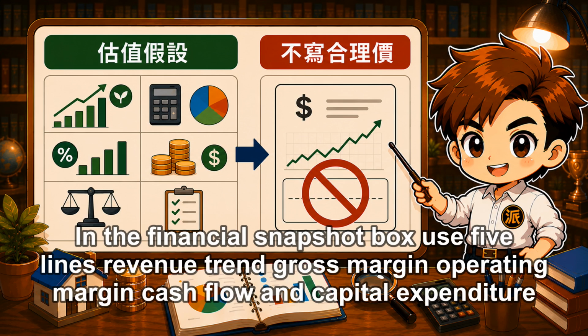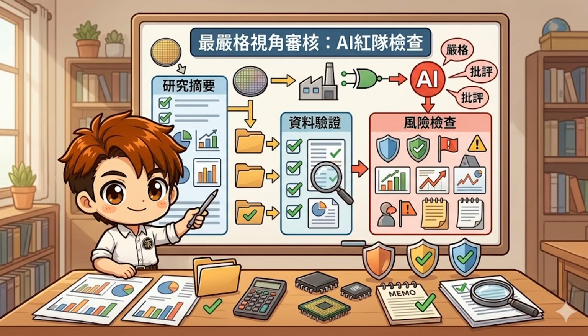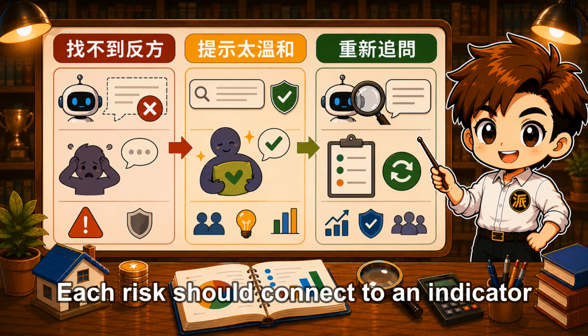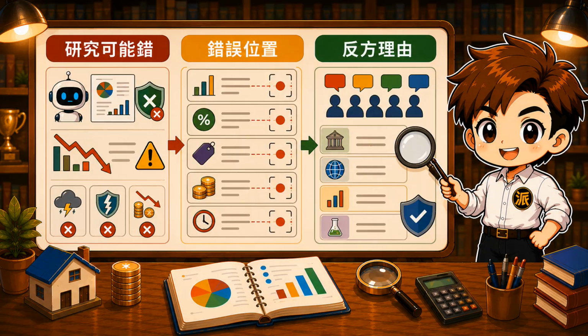In the revenue and demand box, ask AI to separate company disclosures from market interpretation. That separation matters because a company statement, an analyst comment, and a social media opinion are not the same kind of evidence. In the financial snapshot box, use 5 lines: revenue trend, gross margin, operating margin, cash flow, and capital expenditure. Every line needs a period and a source. Do not accept vague words like strong, weak, cheap, or expensive unless the memo explains what data supports them.